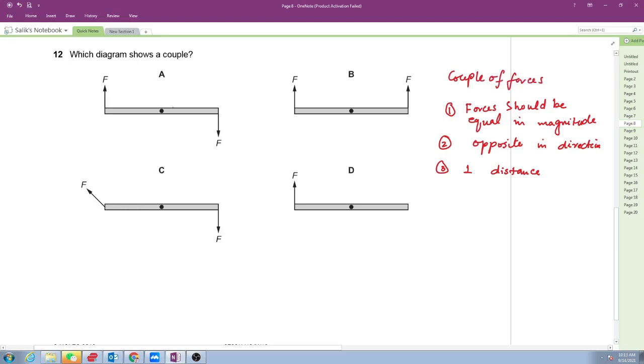First one: forces equal in magnitude, opposite in direction, perpendicular distance apart. So A is correct. B is wrong: forces are equal but not opposite, so the second condition is not fulfilled. This one is not perpendicular. This one is equal in magnitude but not opposite. This one makes a certain angle, and here we have only a single force, so that's not possible. So the correct answer is A.